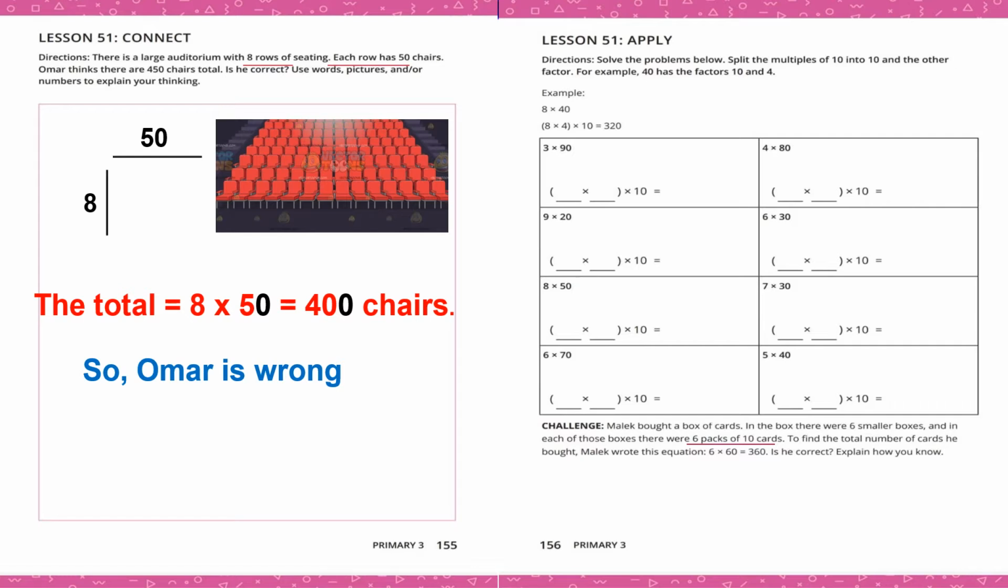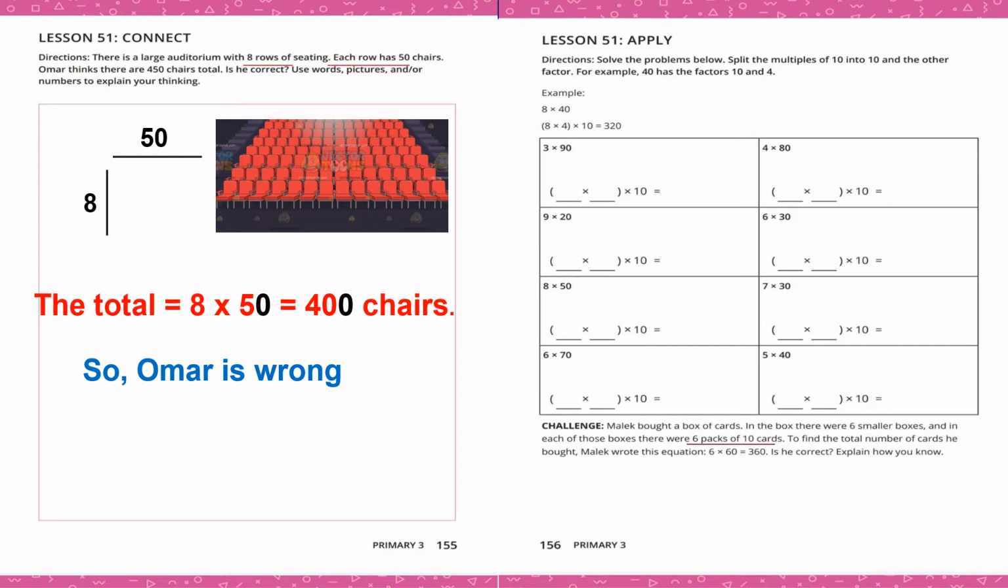For example, here I have 40. What are the factors of 40 by using the multiples of 10? The multiples of 10 means table 10. So the factors of 40 by using the multiples of 10 are what? 10 times what equals 40? 10 times 4. So the factors of 40 are 10 and 4.